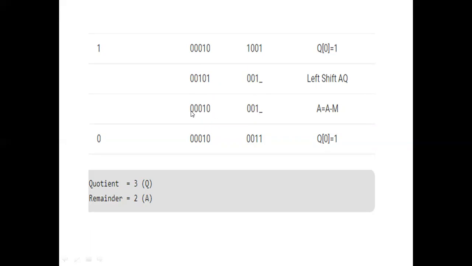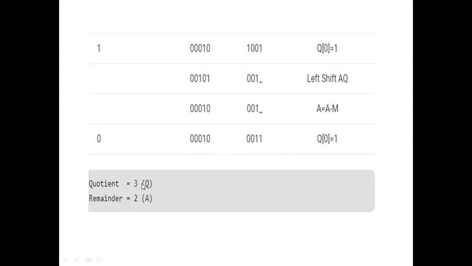Now this is 0. If it is 0, then the initial bit of Q will be 1. So it is 1 here. Therefore, this is 0 0 0 1 0, and this is 0 0 1 1. This is basically the last iteration. Actually, now the count becomes 0. Therefore, we finish the process here, and what will be the result? The quotient will be 3. This is basically the value of Q, the quotient value, that is 0 0 1 1, that is 3.